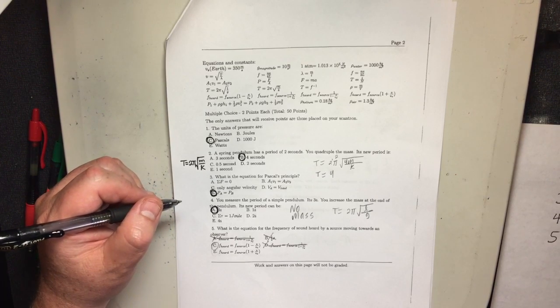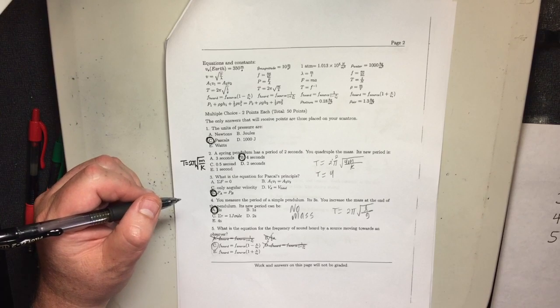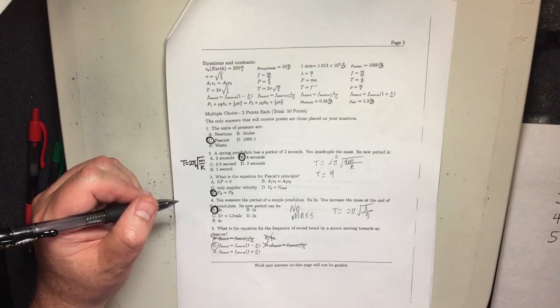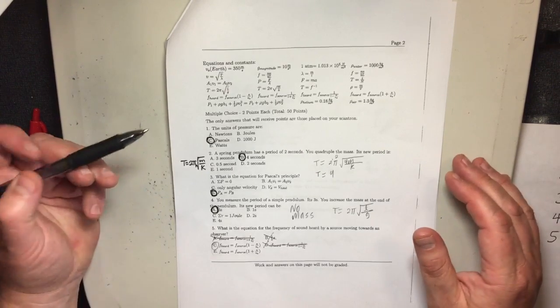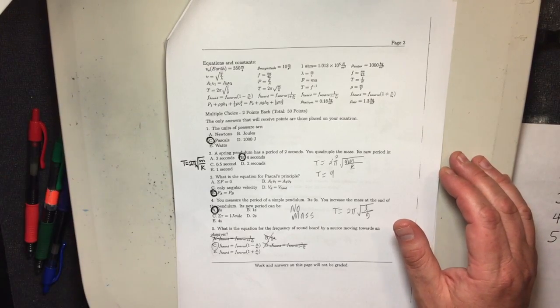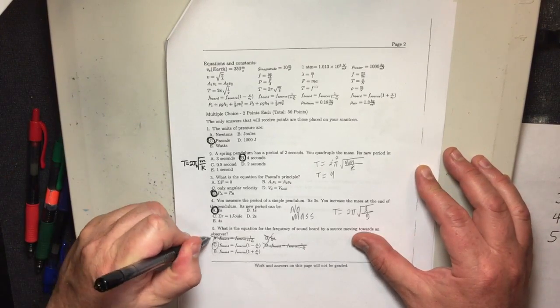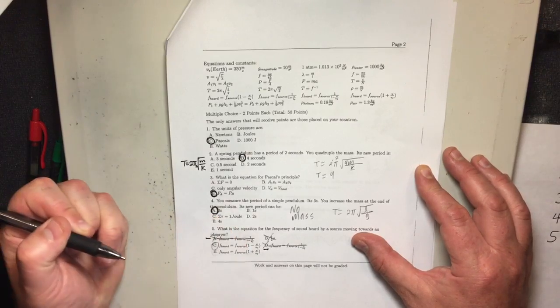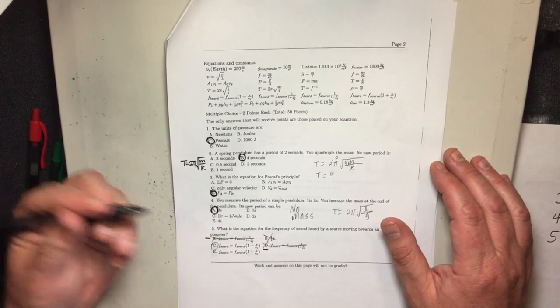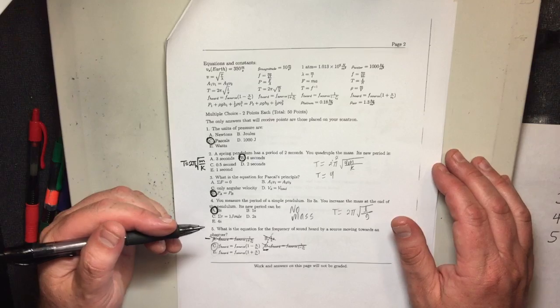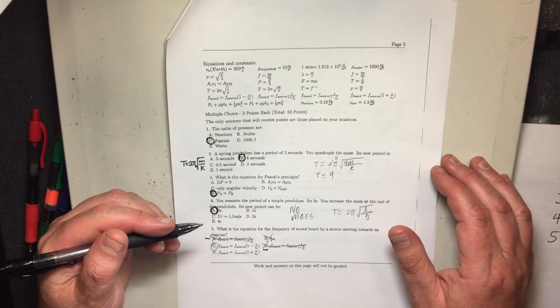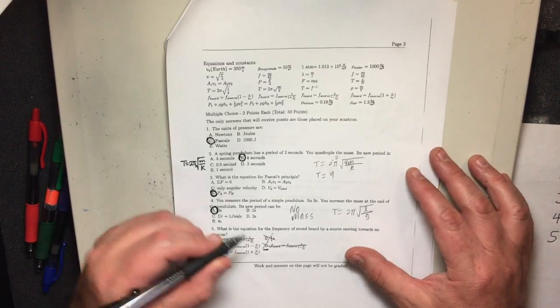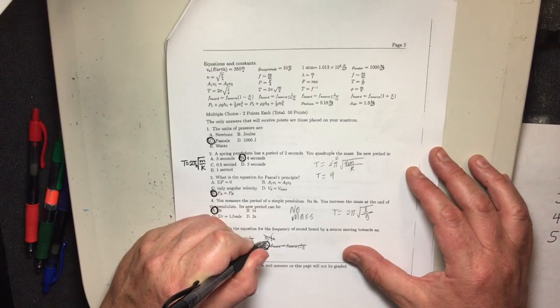What is the equation for the frequency of sound heard from a moving source towards an observer? Moving sources means that it's either A or D. Since it's moving towards, the frequency has to be higher. Therefore, the denominator must be less than 1. So it's D.